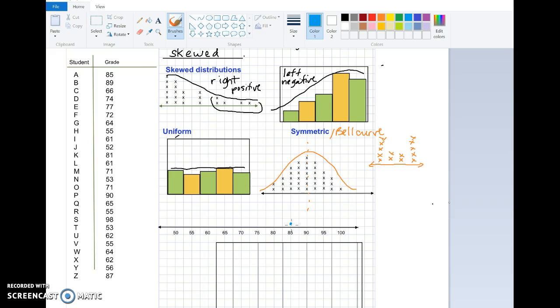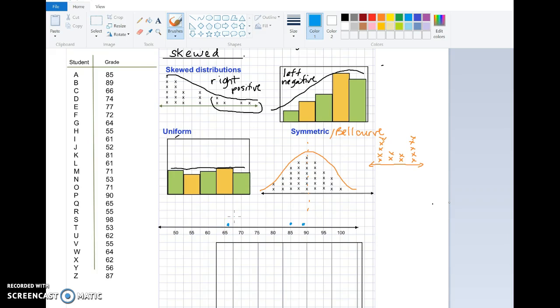B is 89, so if this is 85 and this is 90, 86, 87, 88, 89, maybe right about there. Okay? And then 66 would be right about there.